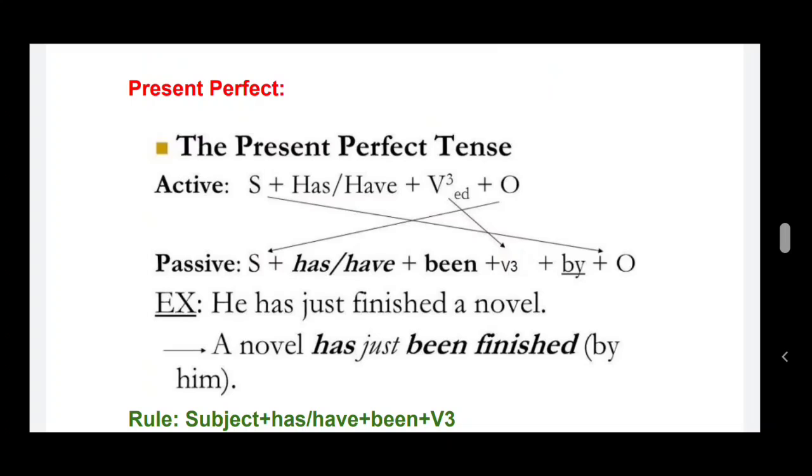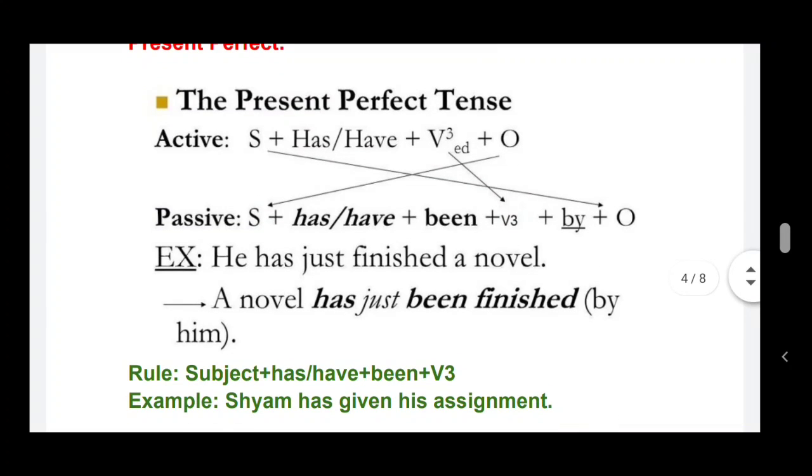He has just finished a novel. So here subject is he, finished is the verb, a novel is the object. So how should it be changed first? Subject and object should be changed first. So the object is a novel, and the subject is in pronoun form. So it is the pronoun he. So it should be changed into him.